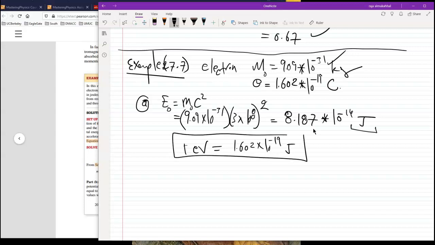And where did I get this number? Look at that. It's the fundamental charge. It's exactly the same as this number. So 1 electron volt is 1.602 times 10 to the negative 19 joule. If I have this many joule here, how many electron volts? Simple. You can put them as a ratio. Under the joule, put this number, 8.187 times 10 to the negative 14 joule equals what here? Call it X. So cross multiply.